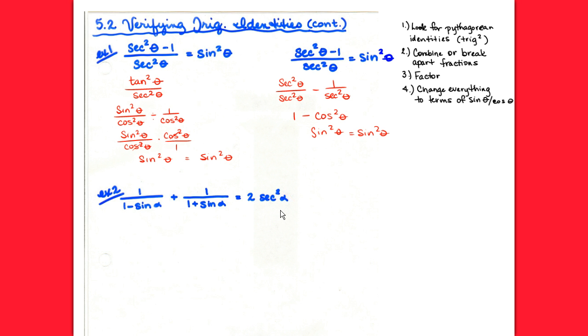All right, so let's start at the top of our list. Do we have any Pythagoreans? Do you have anything squared? Yes? No? No. So no Pythagoreans. Do we have fractions that we could combine or break apart? Yeah. So let's try that. So let's get a common denominator. I would need 1 minus sine and 1 plus sine. So let's get our common denominator.